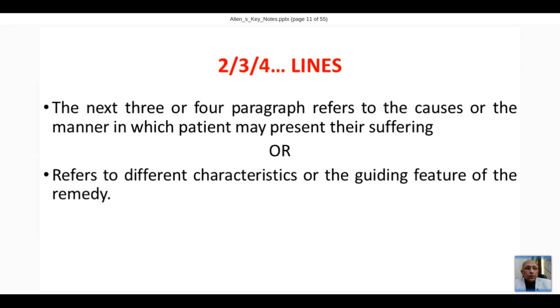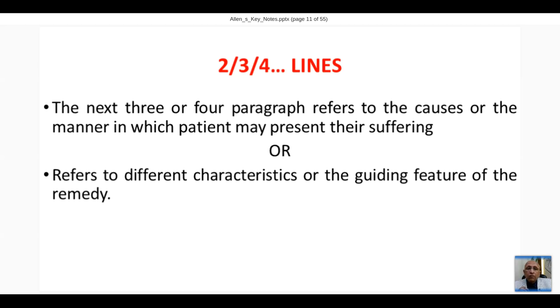So here you have to understand that the next 2, 3, 4, 5 lines denote the causes, or explain the manner in which the patient may present their suffering, or refer to the different characteristics or the guiding features of the remedy. So they give either a generality, or keynotes, or how the patient enters your clinic. The last line which we have learned, that they are stoop-shouldered, come and sit over there, looking like an old person even if young. So the next 3-4 lines of the remedy always denote the entry point of the patient. Either you get causes, or such entry points, or different characteristics or general features of the remedy, and those are very important to understand.